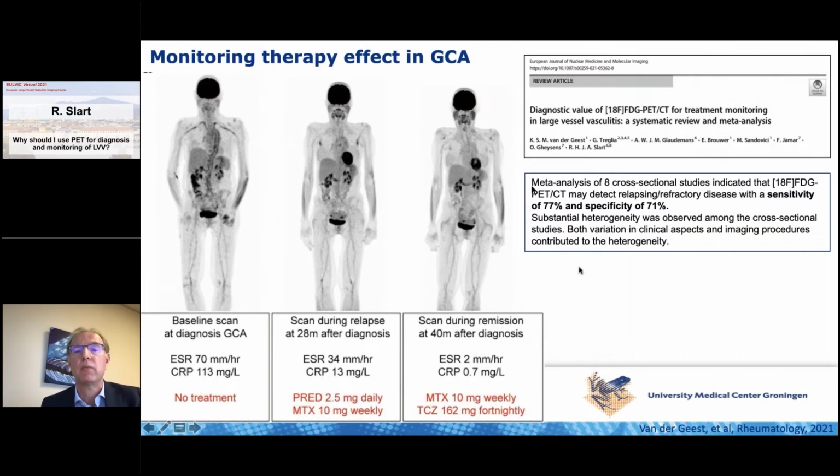Monitoring: some important studies were also published in the past. This review evaluated 8 high quality studies to assess the effect of therapy during follow-up PET scanning, and resulted in good moderate sensitivity and specificity. But the studies were very heterogeneous, particularly with variation in clinical aspects and in the imaging procedures that contribute to the heterogeneity.